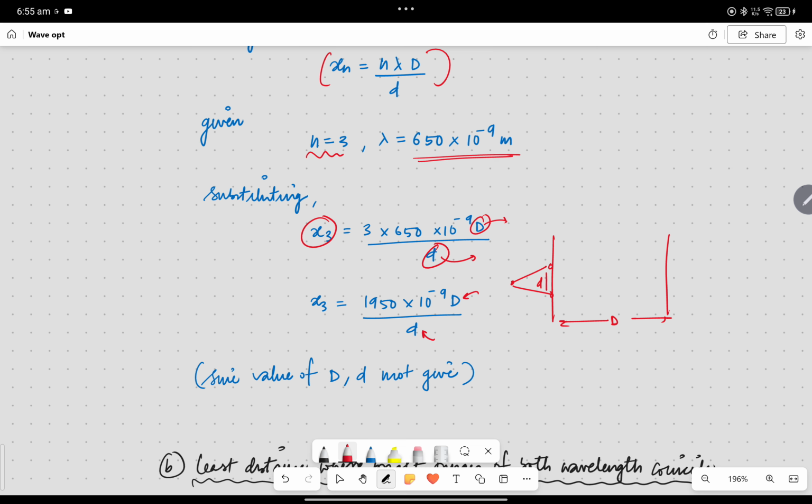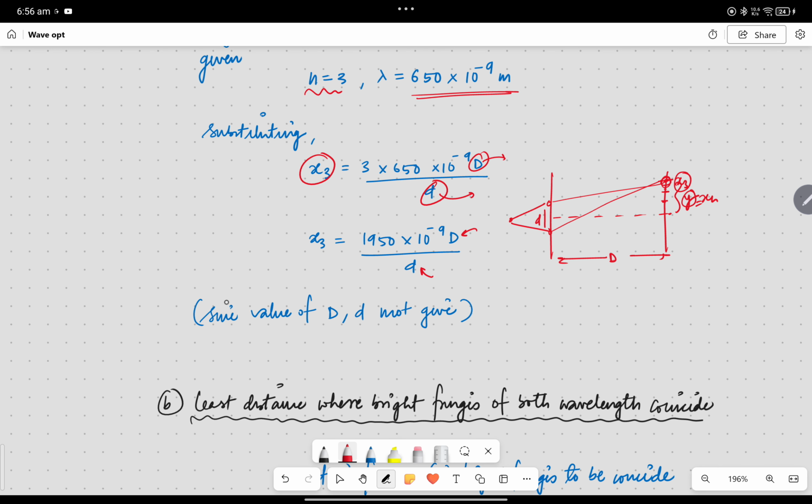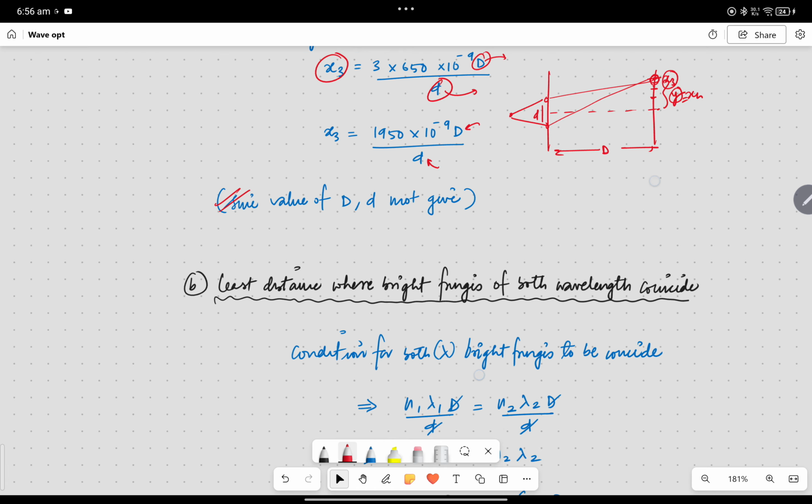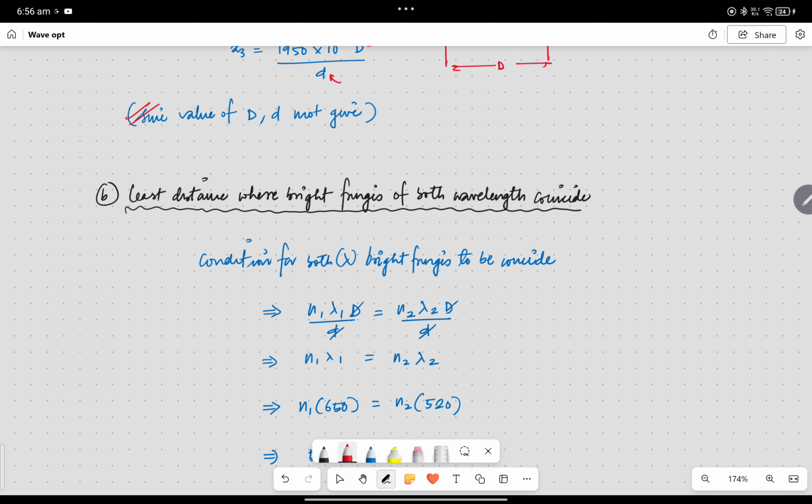So you can put that here, and you get the central maxima, and there are so many bright fringes that will emerge, but we are talking about the third bright fringe, right? So this is the third bright, and the distance between this and the center is your y or xn. You have to put the values of D and d, which are not given in this case, so I haven't put them.